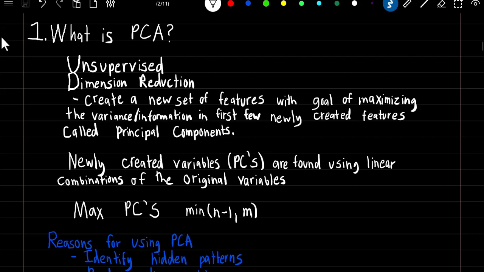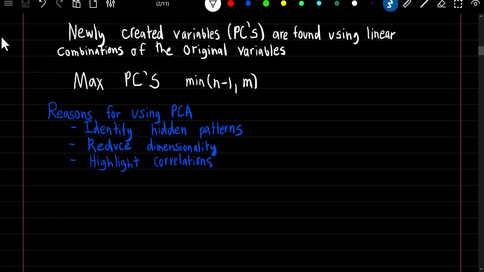So principal component analysis is an unsupervised learning algorithm, and thus far we've discussed k-means and hierarchical clustering, which were two unsupervised learning algorithms, but they were clustering algorithms. Principal component analysis is a dimension reduction technique. So what this means is it's going to create a new set of features with the goal of maximizing the variance or information in the first few newly created features called principal components. So these newly created variables or principal components are found using linear combinations of the original variables.